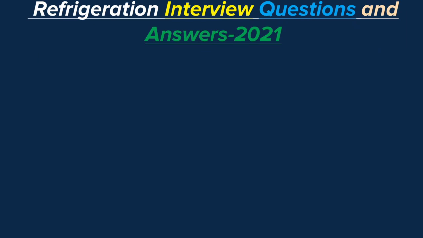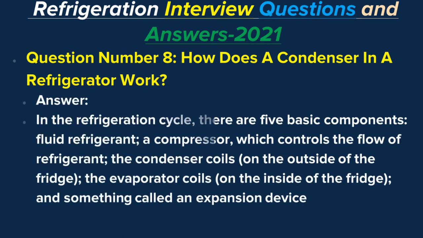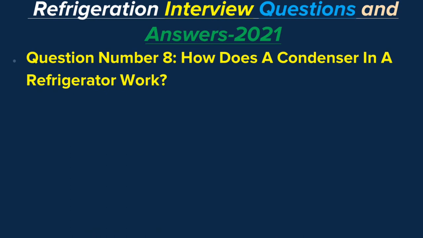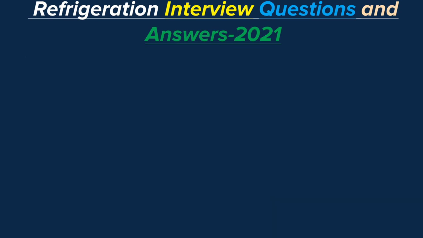Question number 8, how does a condenser in a refrigerator work? Answer. In the refrigeration cycle, there are 5 basic components: fluid refrigerant, a compressor, which controls the flow of refrigerant, the condenser coils, on the outside of the fridge, the evaporator coils, on the inside of the fridge, and something called an expansion device.